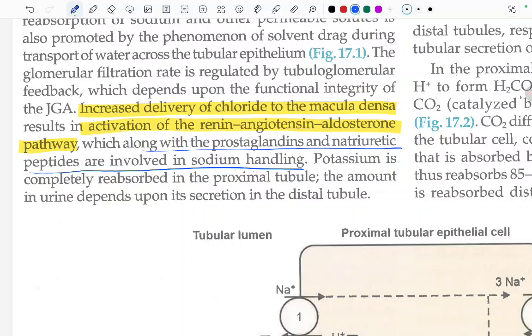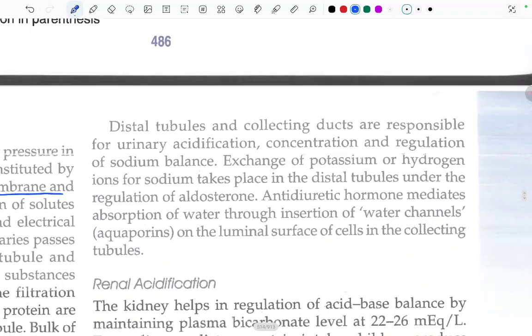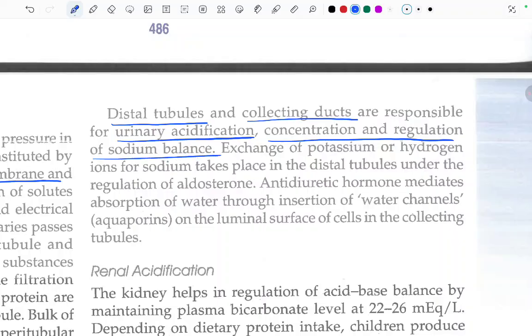Potassium is completely reabsorbed in the proximal tubule. The amount in the urine depends upon its secretion in the distal tubule. The distal tubules and the collecting ducts are responsible for urinary acidification, concentration, and regulation of the sodium balance. The distal tubules and collecting ducts are responsible for what? Urinary acidification, concentration, and regulation of the sodium balance.